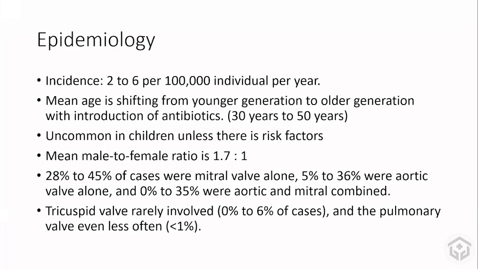And when we look at the sites, what is predominant? Invariably it is the mitral valve, 28 to 45 percent mitral valve alone. Next is the aortic valve, 5 to 36 percent. There is also a combination of aortic and mitral, a very minimal percentage of tricuspid valve, and the pulmonary valve is in a very, very rare situation, usually less than 1%.